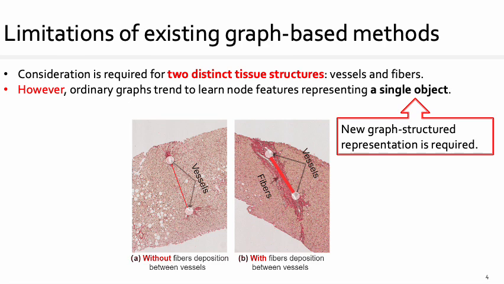For example, considering two figures, one showing fiber between vessels and the other without fibers, we can represent graph nodes located at vessels. The red line connecting the graph nodes represents the graph edge. The graph edge reflects the connectivity caused by fiber deposition, depicted with varying thickness. However, ordinary graphs tend to learn node features representing a single object. Then a new graph structure representation is required.